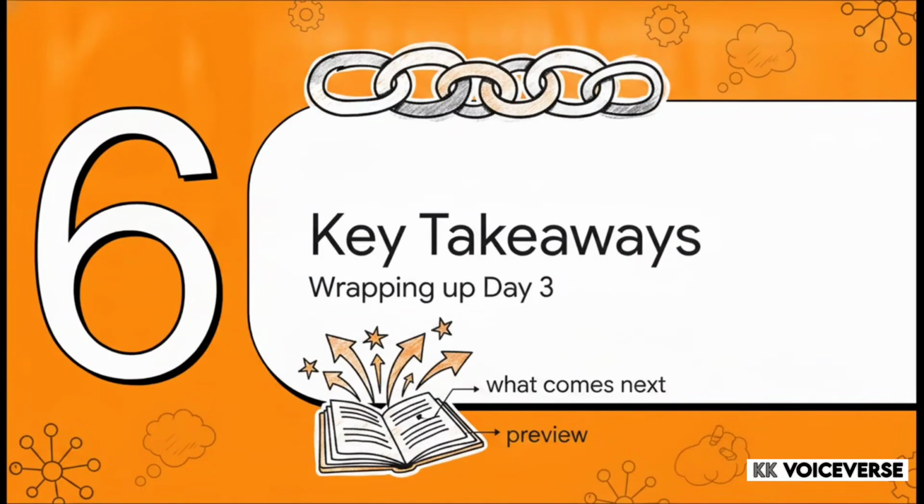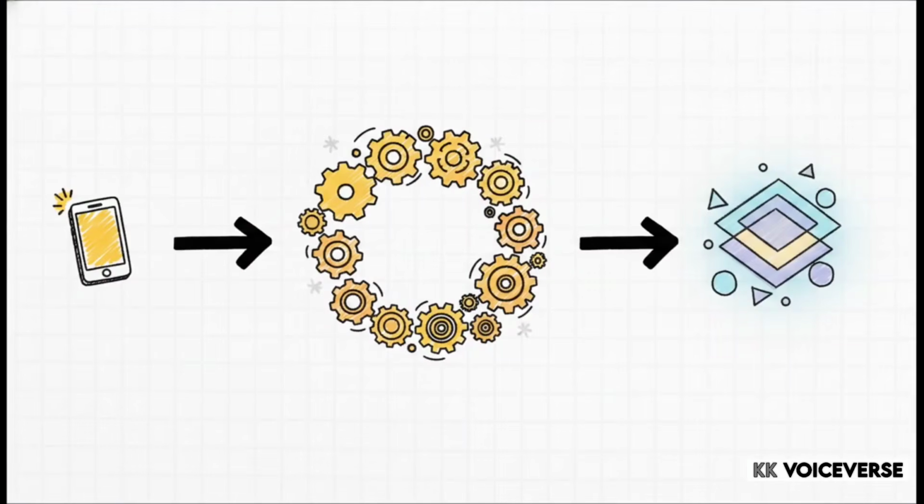Section 6. Key takeaways. Wrapping up day 3. Let's lock in today's learnings. At its absolute foundation, an LLM is basically a massively scaled-up version of the autocomplete on your phone. The core mechanism is surprisingly simple. Use the context, predict the next piece of text, and continue generating in a loop. Because it relies entirely on context to make these predictions, better context will always lead to better outputs.